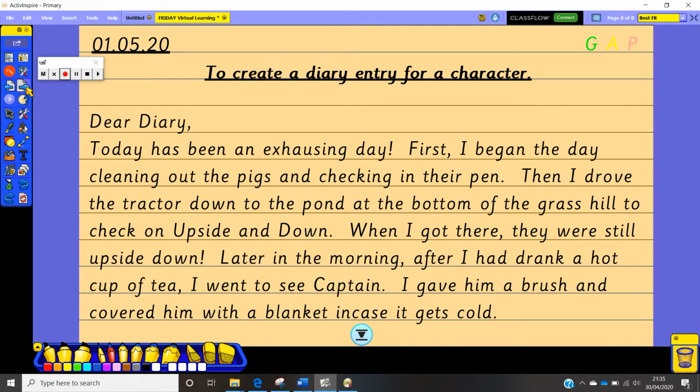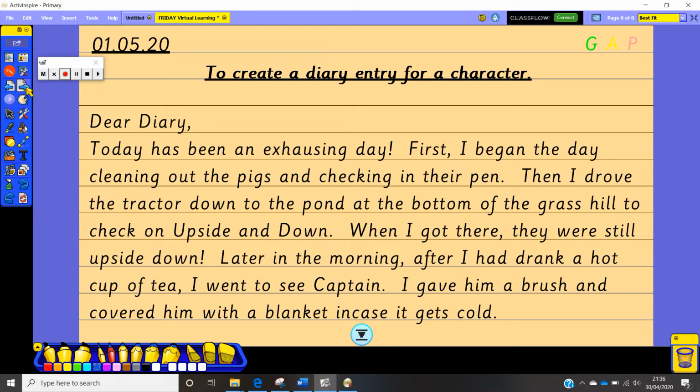Dear diary, today has been an exhausting day. First, I began the day cleaning out the pigs and checking in their pen. Then I drove the tractor down to the pond at the bottom of the grass hill to check on Upside and Down. When I got there, they were still upside down. Later in the morning, after I had drunk a hot cup of tea, I went to see Captain. I gave him a brush and covered him with a blanket in case it gets cold.